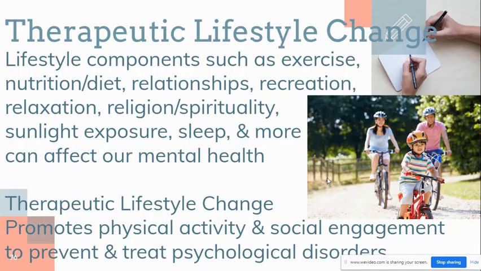And then you got the fourth thing, which is therapeutic lifestyle change. So a bunch of things in our lifestyle could also help us. Exercise, nutrition, diet, relationships, good ones, getting out of bad, toxic ones. Recreation, relaxation, religion, spirituality, sunlight exposure, sleep. Like, you're sleeping well and eating well and exercising. Things like that can physically change the chemistry of your brain. And they say exercise and sunlight exposure are two of the biggest things that can help a person with depression. So it promotes physical activity and social engagement to treat and prevent psychological disorders.